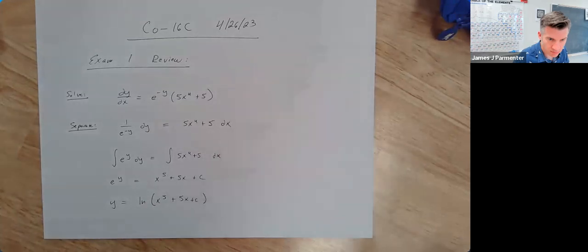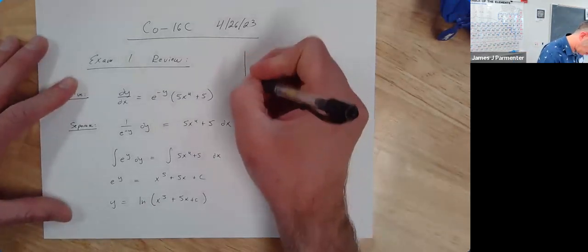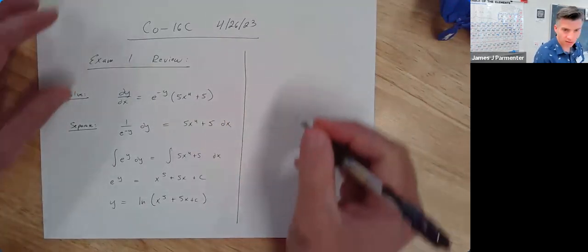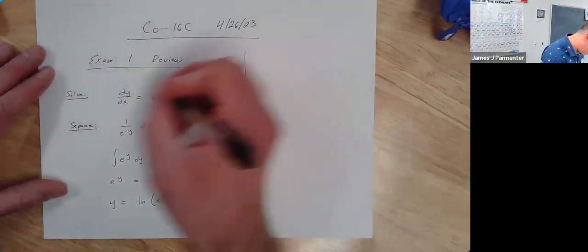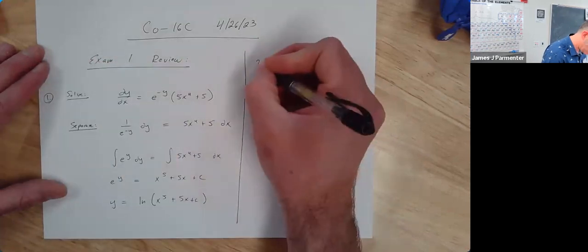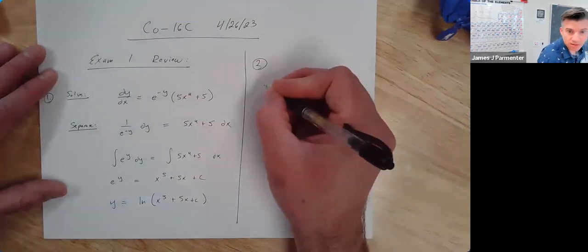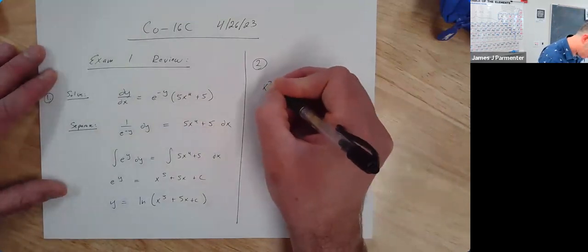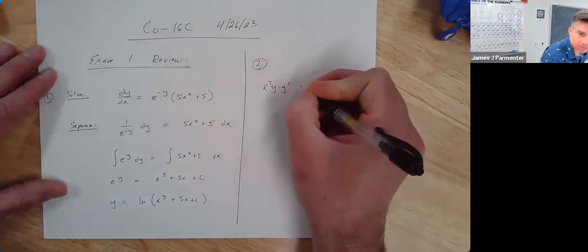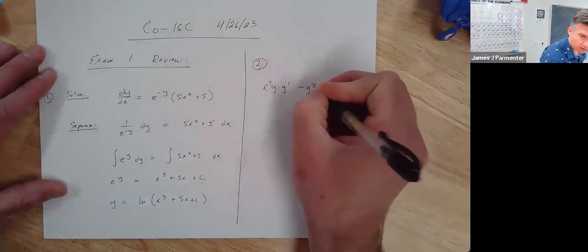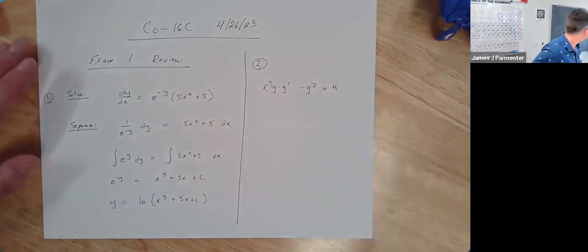Sure. So let's look at this example for just 1 second. We might actually do it. Let's go ahead and look at, say, here's one. Let's say someone said to solve this next one, which is x squared y times y prime minus y squared equal to 4.